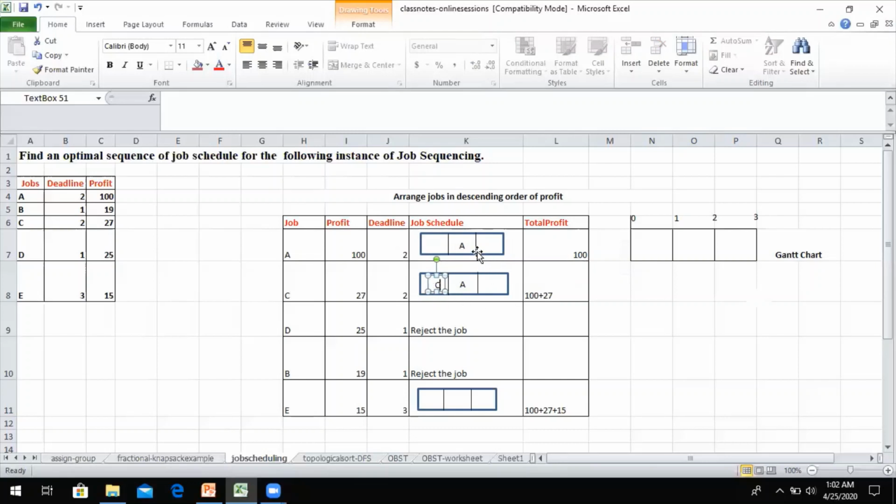So when A is finished executing, 100 is the profit. When C and A are done with execution, the generated profit is 100 plus 27.